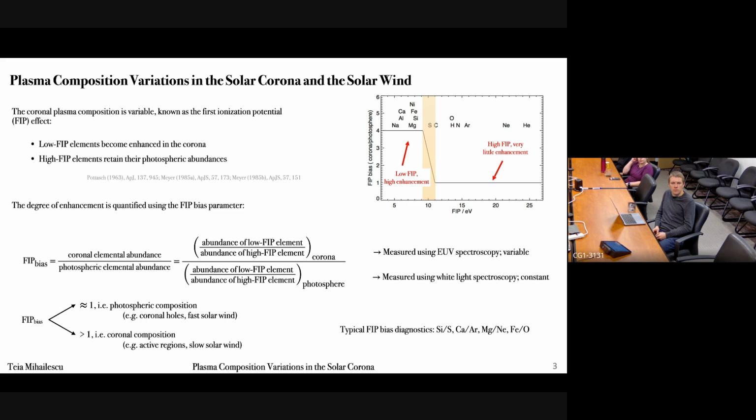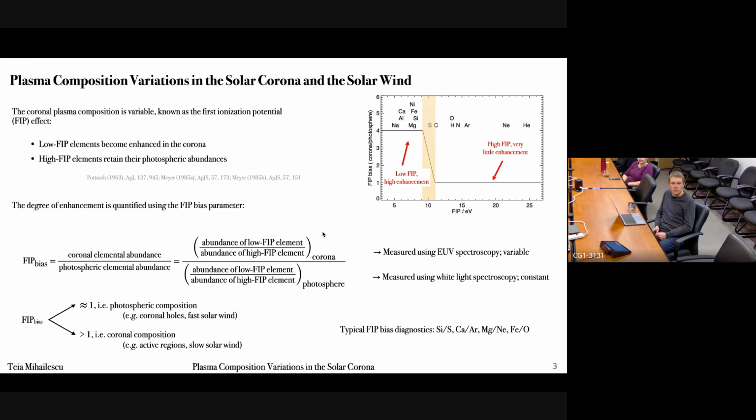The plot on the top right-hand side shows this enhancement schematically. The FIP bias is a function of ionization potential for a few elements that are abundant in the sun's atmosphere. You can see below about 10 electron volts, we have elements like calcium, silicon, and iron that show this enhancement of 2, 3, 4, and even higher sometimes. And above 10 electron volts, we have high FIP elements that don't show enhanced abundances.